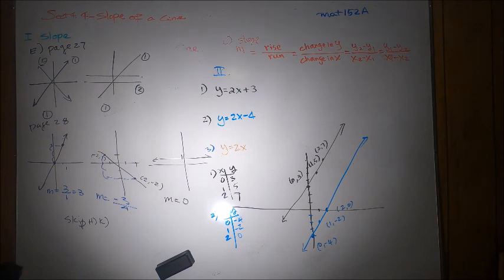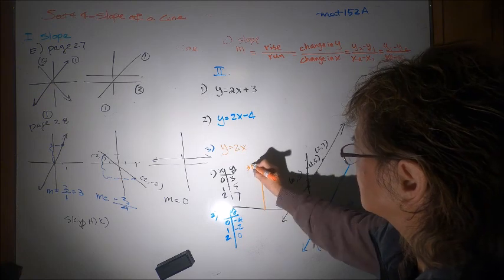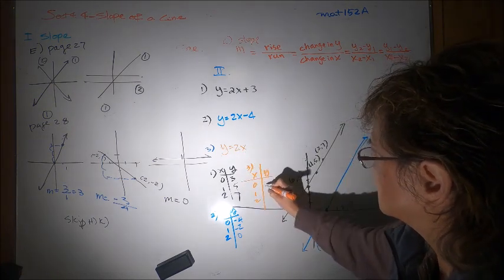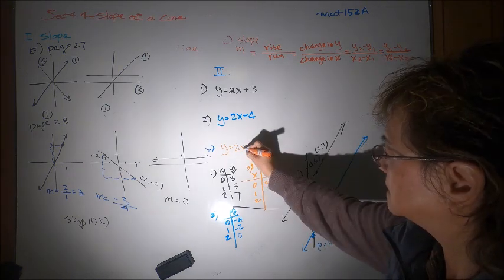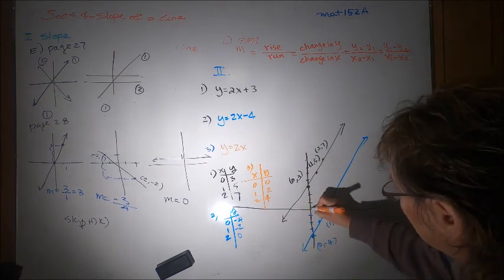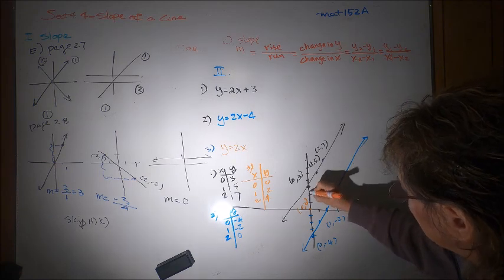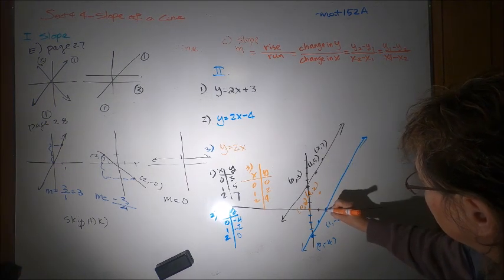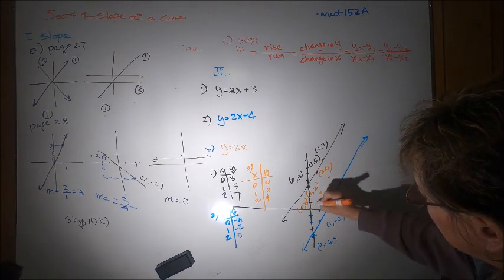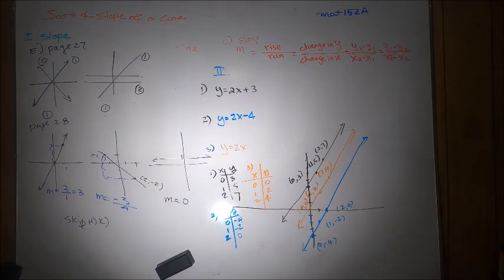Then let's take a look at another one, the third one. It says x and y, x is 0, 1, 2. So you plug in x is 0, y is 0, plug in x is 1, y is 2, and 2 would be 4. So we have (0, 0), (1, 2), and (2, 4). So your line will look like this, right?